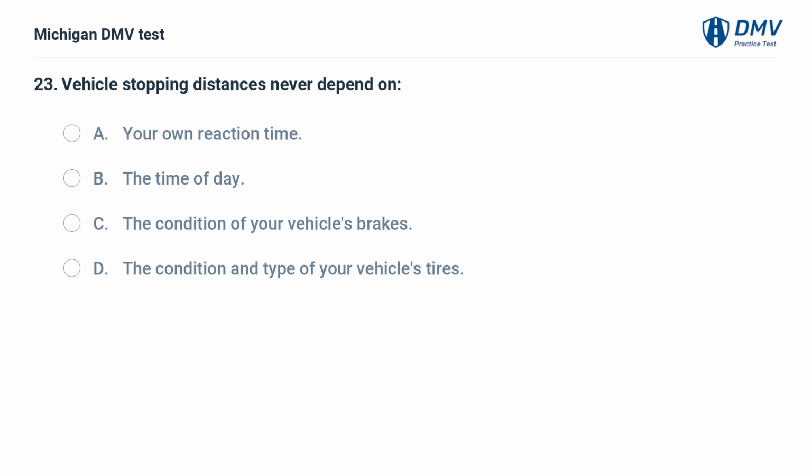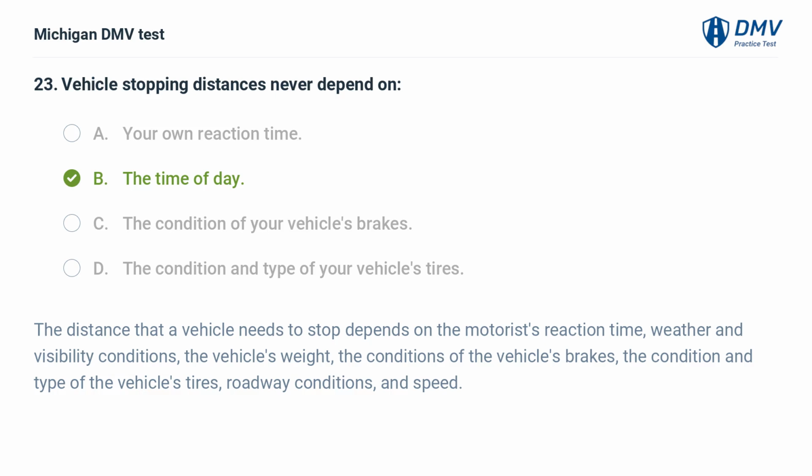B. The time of day. The distance that a vehicle needs to stop depends on the motorist's reaction time, weather and visibility conditions, the vehicle's weight, the conditions of the vehicle's brakes, the condition and type of the vehicle's tires, roadway conditions, and speed.